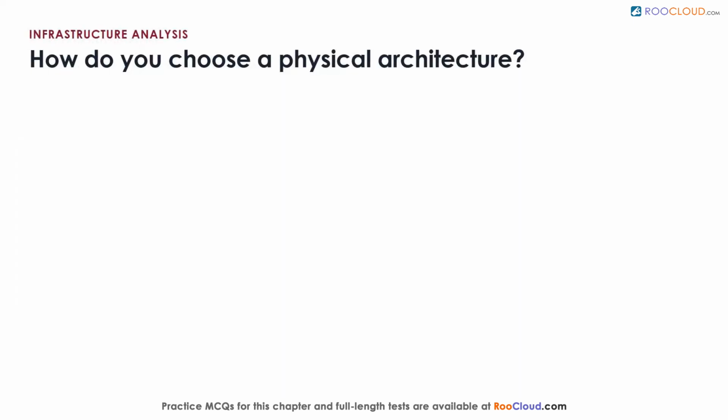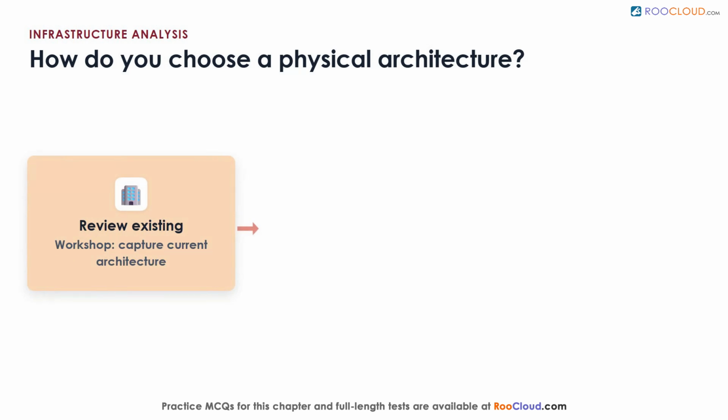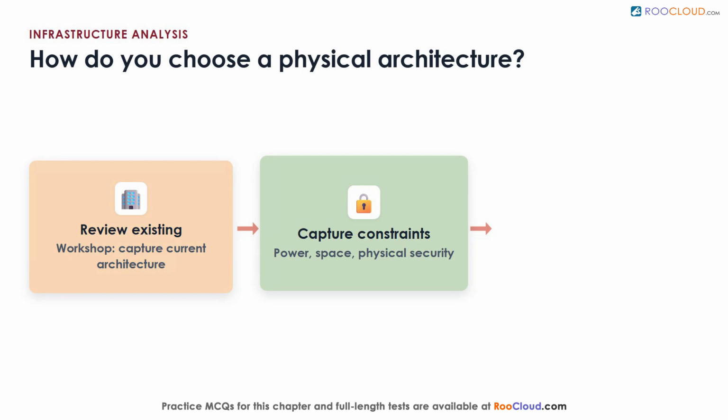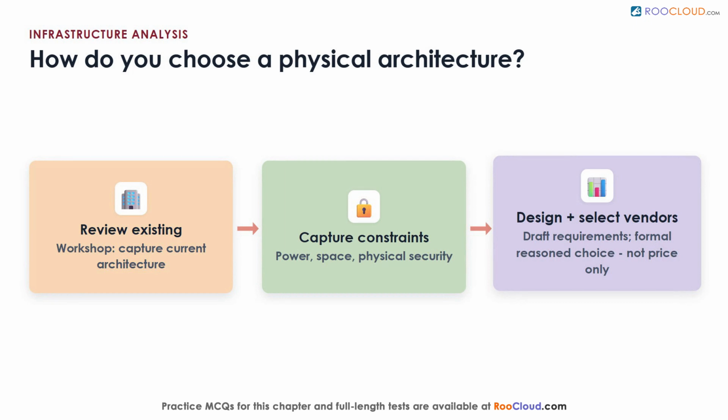How do you choose a physical architecture? No single platform meets every conflicting requirement, so you make a formal, reasoned choice, not a price-only one. The analysis runs through phases. You review the existing architecture in a first workshop. You capture constraints like power, space, and physical security. Then you design, draft functional requirements, and select vendors in parallel.